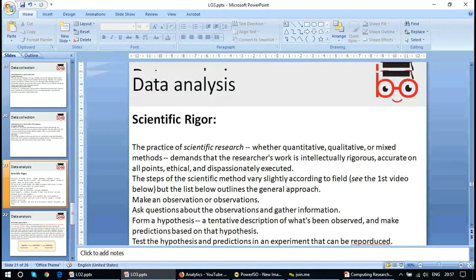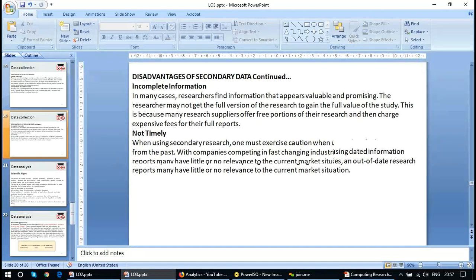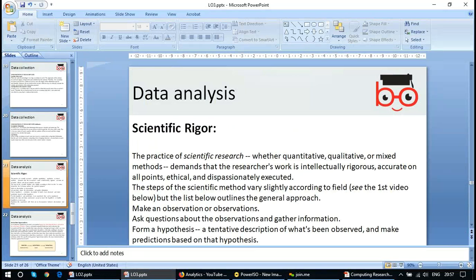So we were talking about data collection methods. Now we talk about the data analysis. So during the data analysis, the term scientific rigor is used.